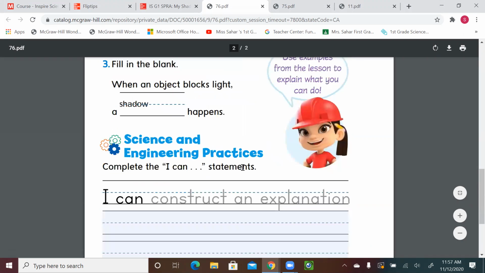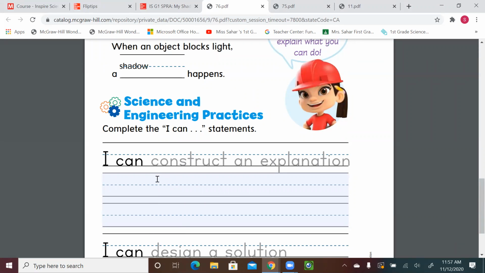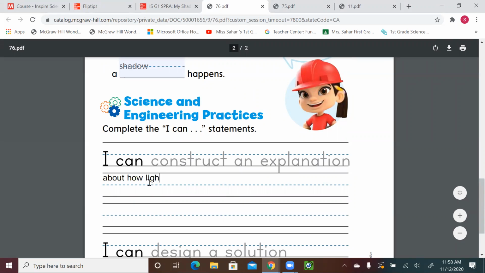So when an object blocks a light, a shadow happens. Very good. Okay, let's go to the second part of the same page. Complete the I can statement. I can construct an explanation, like I can come up with an explanation, because now we understand and can talk about light and shadow, right? So I can construct an explanation about how light helps us to see, and how shadows happen, right? You don't need to write the part that's written for you. So I can construct an explanation about how light helps us and how shadows happen, right? Because that's what we learned.